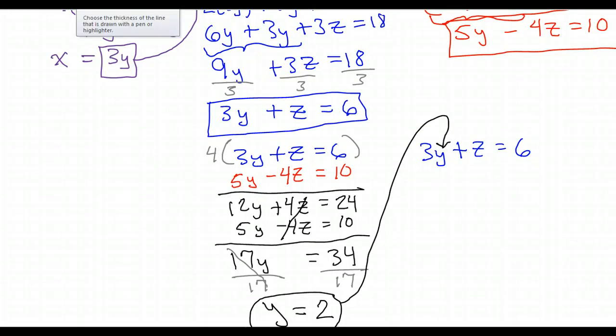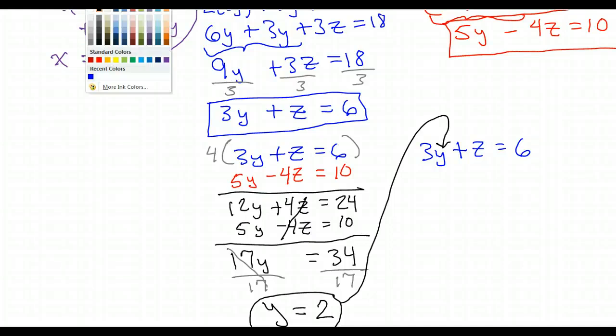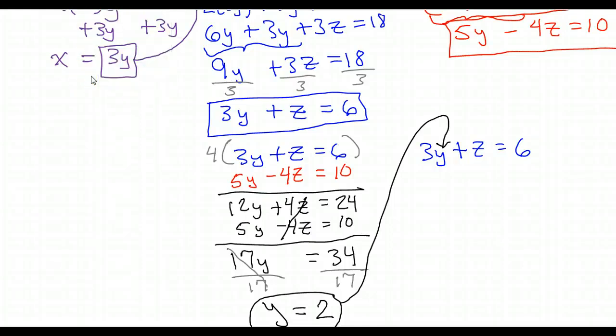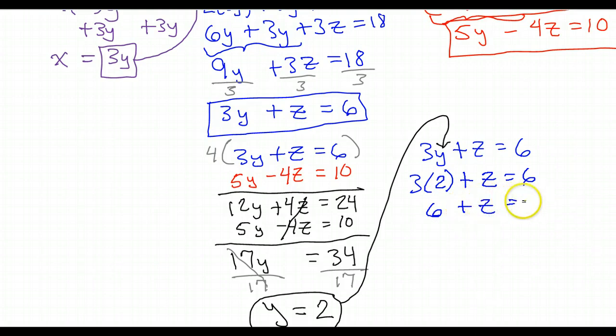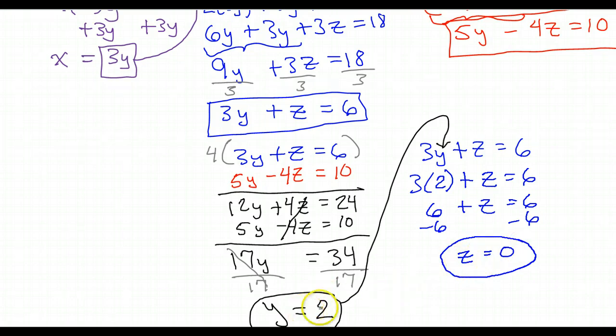Alright, so that's going to make this become 3 times 2 plus z is equal to 6. Interesting. So that's 6 plus z equals 6. Subtracting, that gives me z equals 0. So that is my second value. So I have y, I have z, all I need is x.